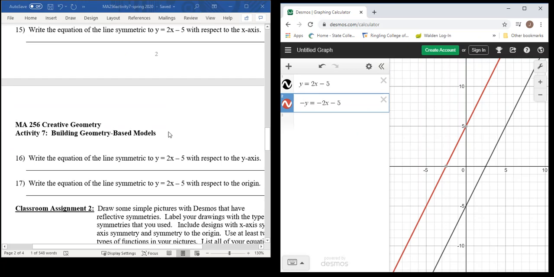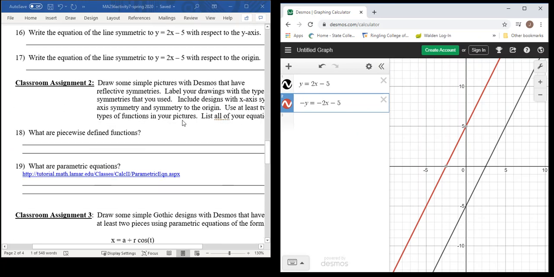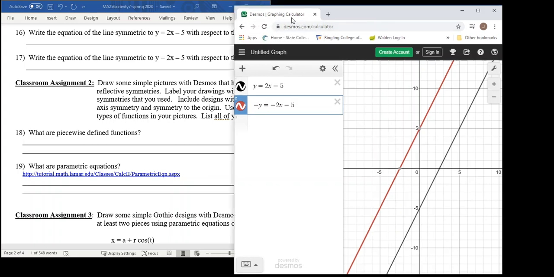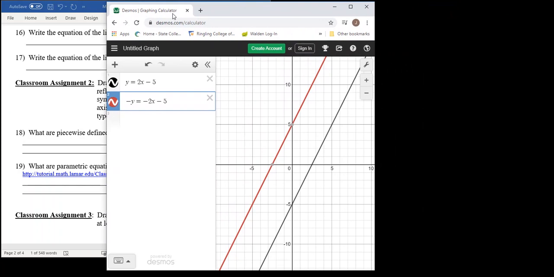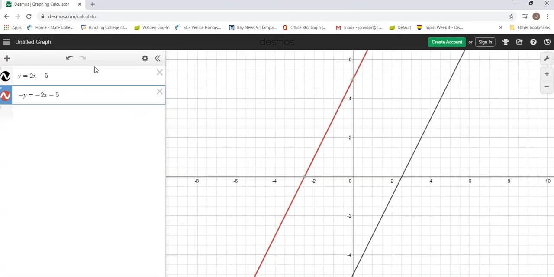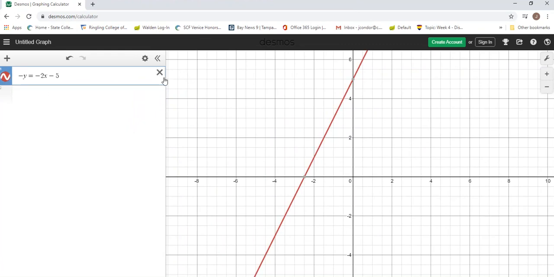So there's our symmetry. So classroom assignment 2: draw some simple pictures with Desmos that have reflective symmetries and label this. So you're going to do basically the same thing that we just did. And let's just do a couple more examples in here. I'm going to take these out. And so let's try some different ones.